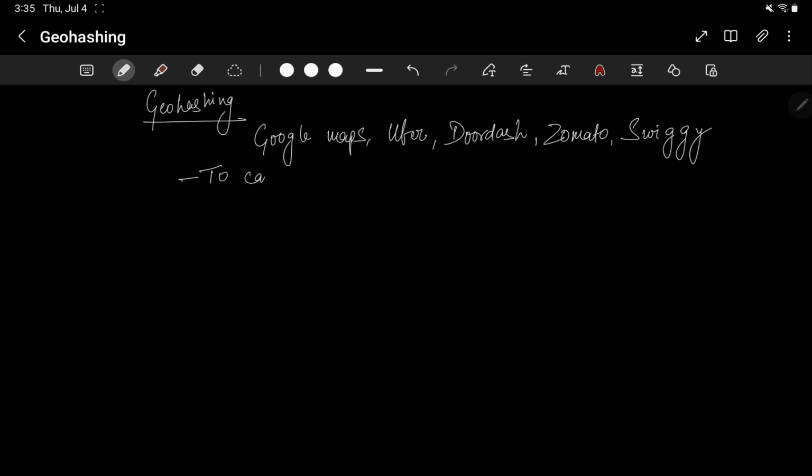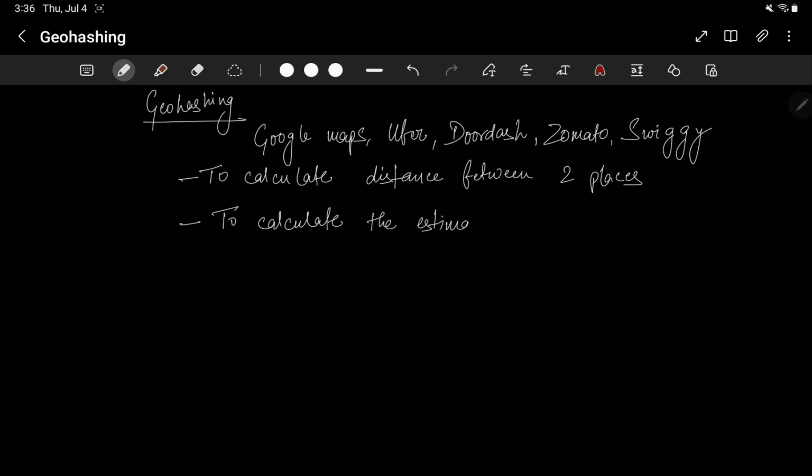To calculate distance between two places. To calculate the estimated arrival time for your ride or food, right?